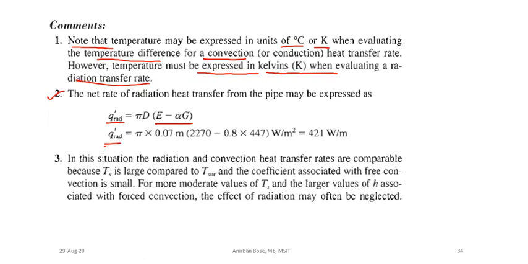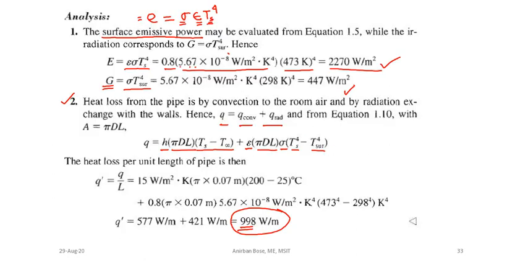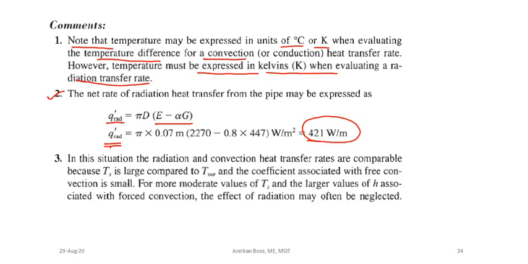If you calculate only the radiation part, the radiation per unit length, dividing it by L, you see that the radiation component is 421 watt per meter, and the total is 998. So it is almost a 50-50 kind of split between the convection portion and the radiation portion. In this situation, the radiation and convection are very much comparable. You cannot neglect the radiation heat transfer. You cannot consider only convection heat transfer, because they both are contributing almost similar values, right?